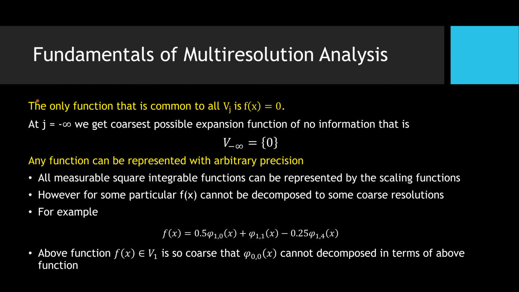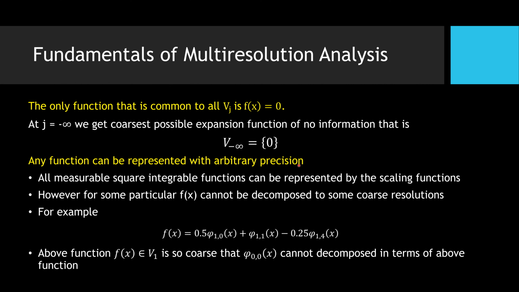The other two rules are as follows. The only function that is common to all Vj is f of x equal to 0, which is pretty easy. At j equal to minus infinity, we get the closest possible expansion function of no information, that is V of minus infinity equal to 0, and this should hold for all types of resolution. Then only can we tell that psi of x is a scaling function.